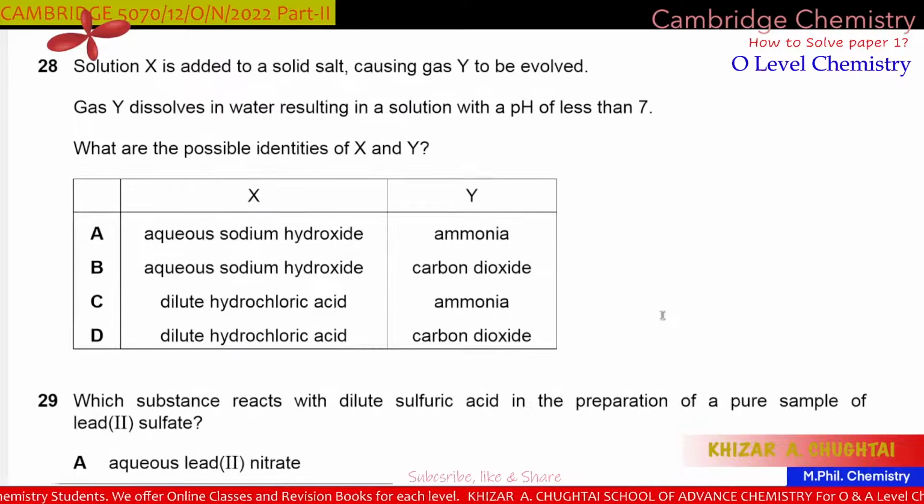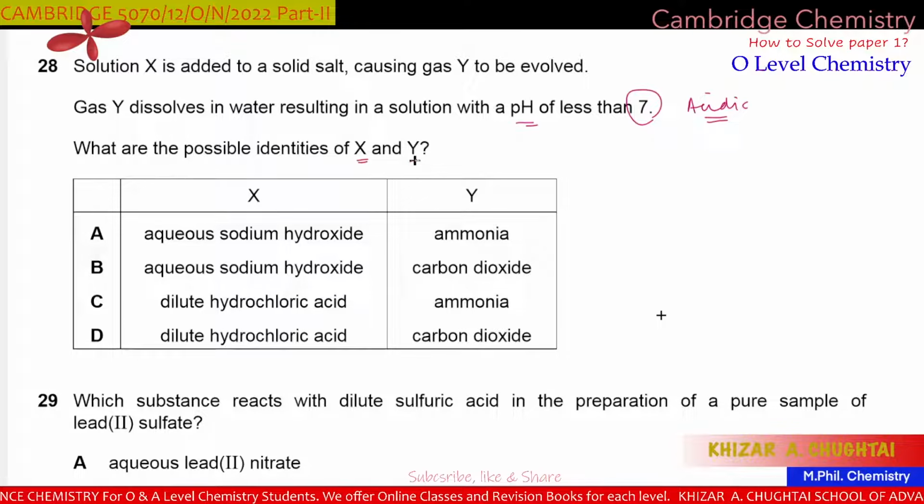Question number 28. Solution X is added to the solid salt, causing gas Y to be evolved. Gas Y dissolves in water, resulting in a solution with a pH less than 7. It means that the gas is acidic, making an acidic solution. What are the possible identities of X and Y? Once again, solution X is added to solid salt, causing Y to be evolved. Y gas is dissolved in water to give an aqueous solution that is acidic. So what should be the Y?